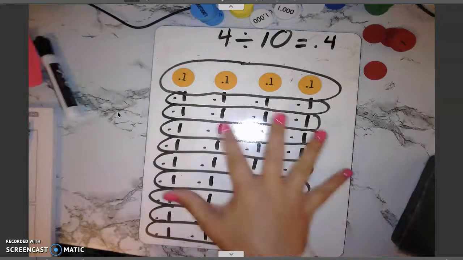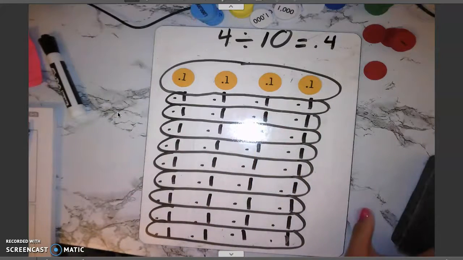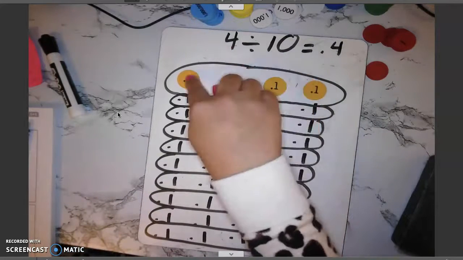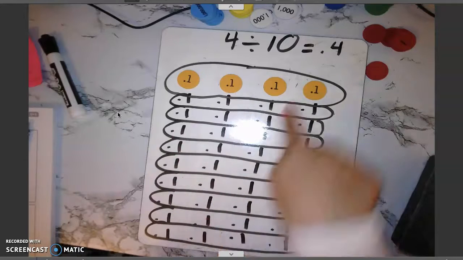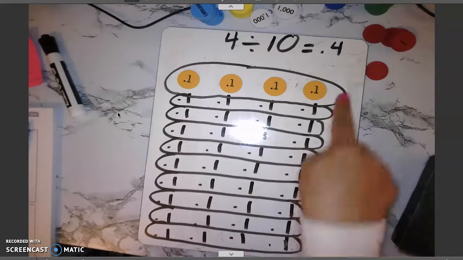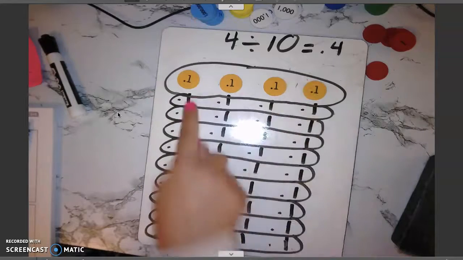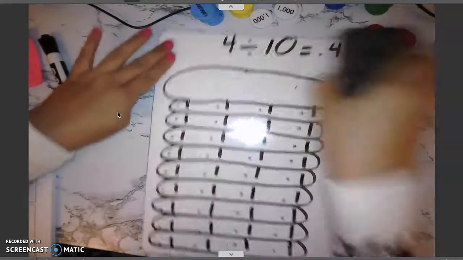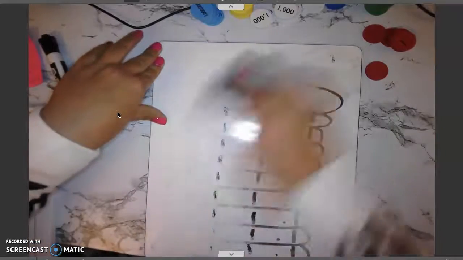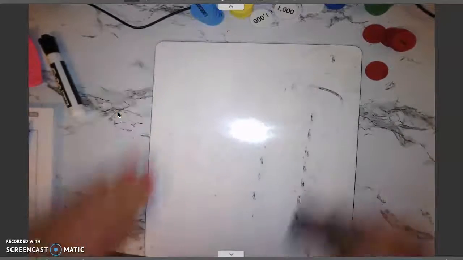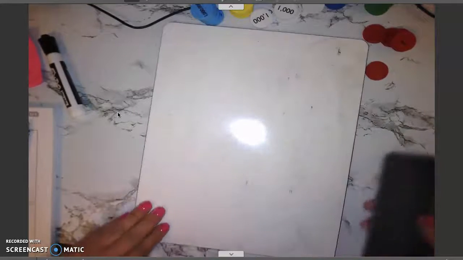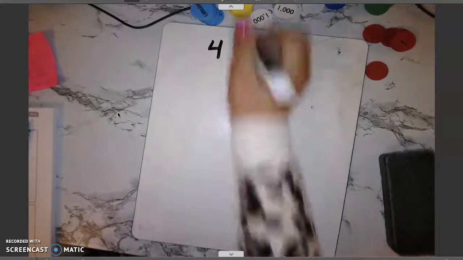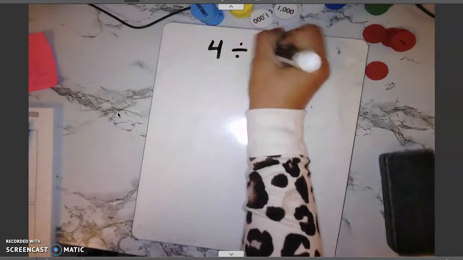Now, I know it takes a long time to draw this picture. So, once we understand how we can take 4 wholes, create 10 tenths to represent each whole, and then divide all those tenths into 10 groups, I can use my place value chart instead of drawing a picture. Once I've gained that understanding, I can show my problem this way. If I still have 4 wholes and I want to divide those 4 wholes by 10, I can think of my place value chart.